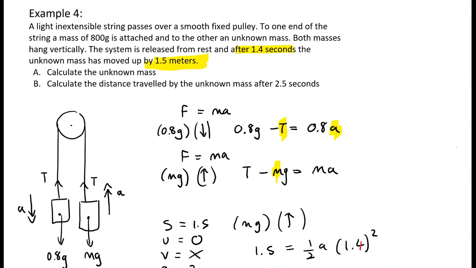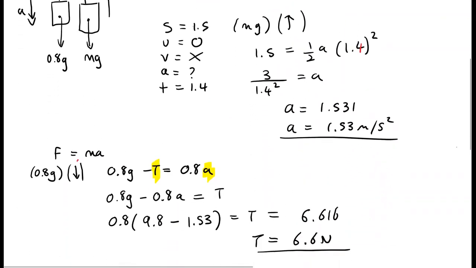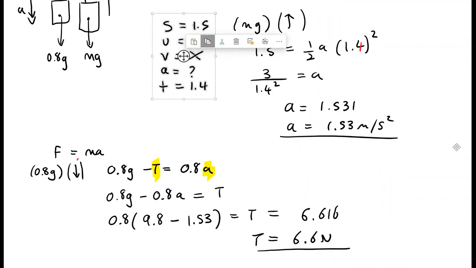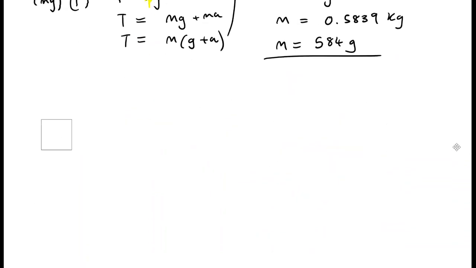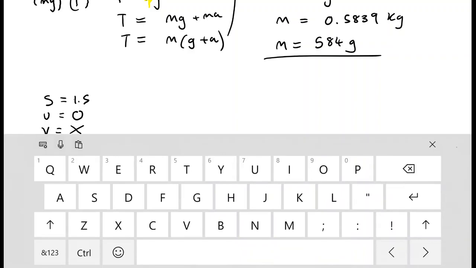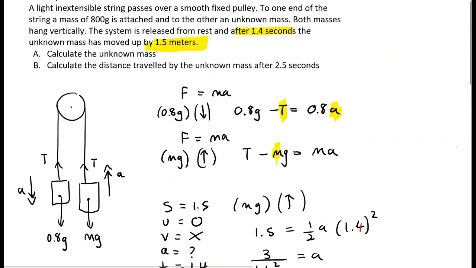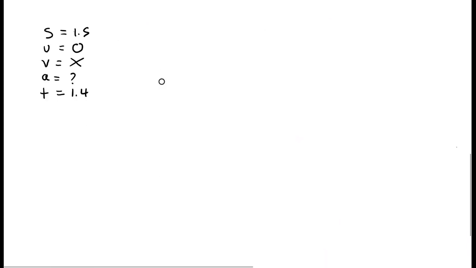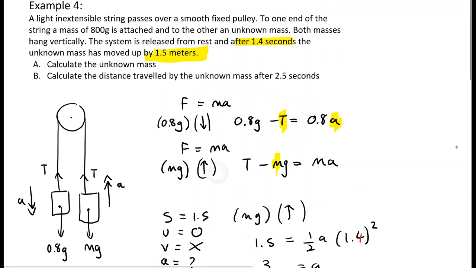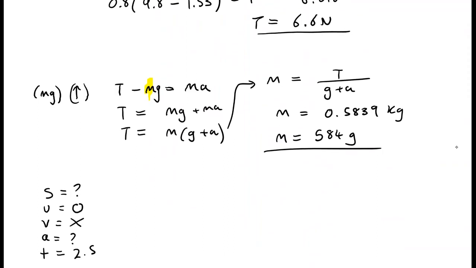Okay. Then calculate the distance travelled by the unknown mass after 2.5 seconds. So we can take the SUVAT information, as this question's got to be SUVAT because it's quoting a time of 2.5 seconds, and it's asking how far something has travelled. The distance travelled is a question mark next to the distance.